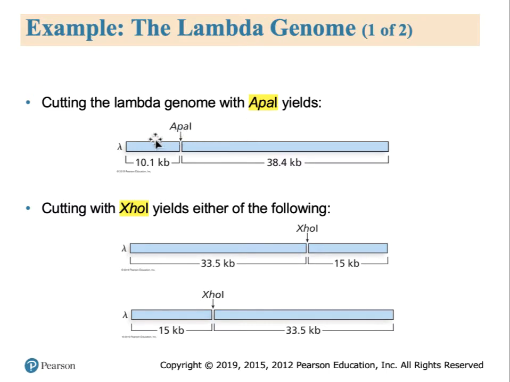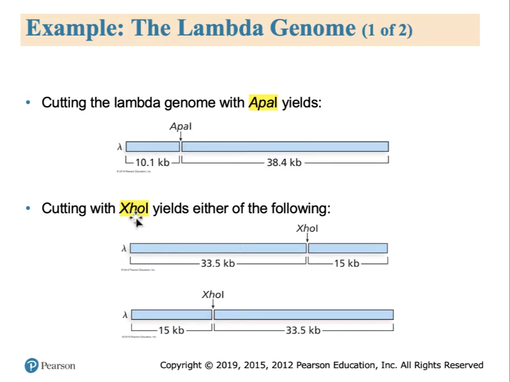And ApaI happens to cut once, somewhere along the linear chromosome of Lambda. And it generates 2 fragments. That's all we know. The first fragment is about 10,000 base pairs, and the second fragment is about 40,000 base pairs. So that tells us that the cut must be 10,000 base pairs from either side. So this just gives you one example.